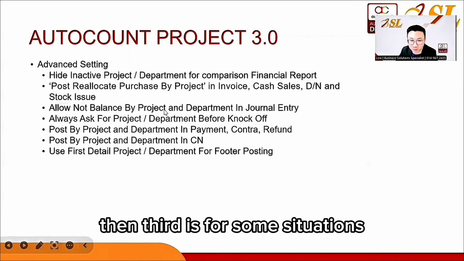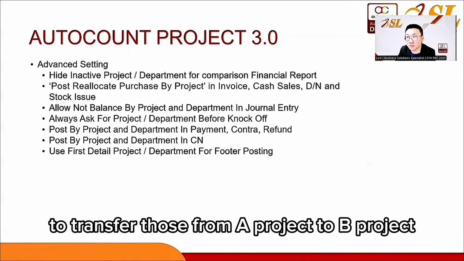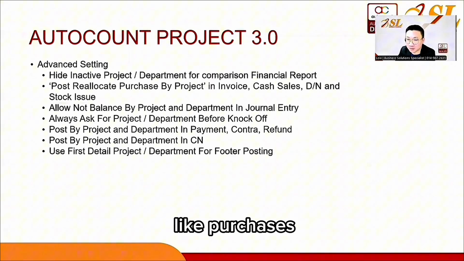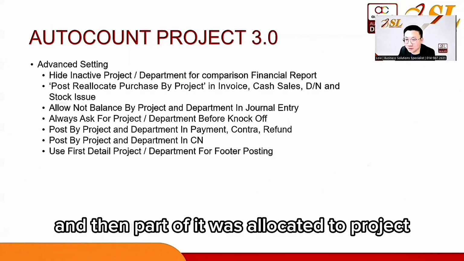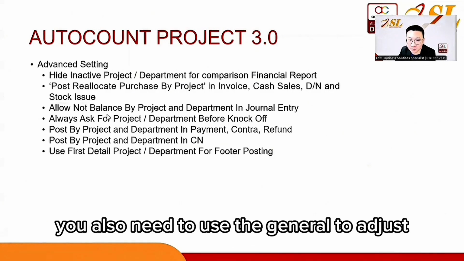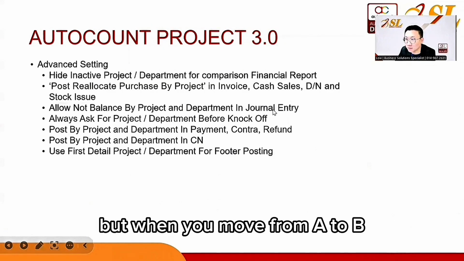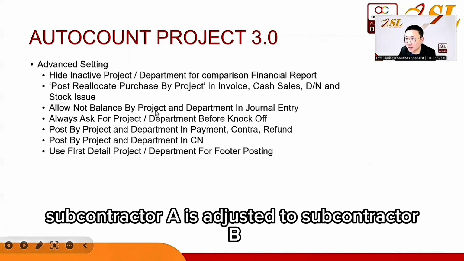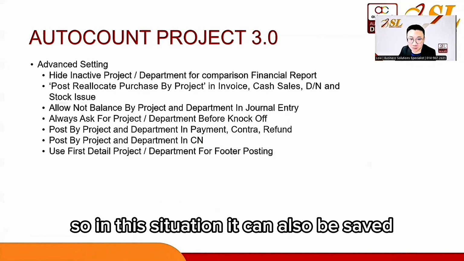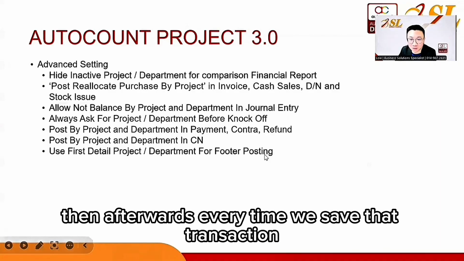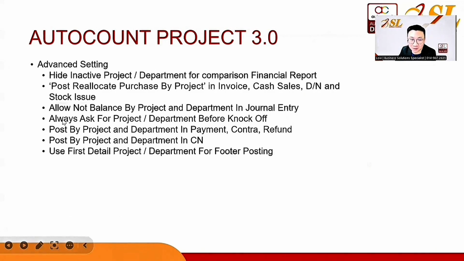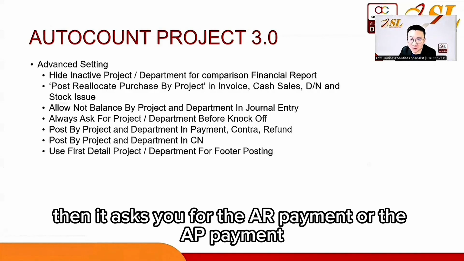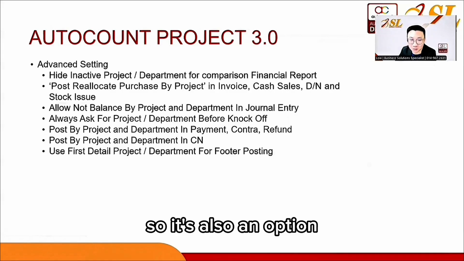Third, in some situations we might make a general adjustment to transfer those from project A to project B. Purchases or some subcontractors we originally assigned to subcontractor A, and then part of it was allocated to project B. So if you want to adjust it back to that project, you also need to use the general to adjust. But when you move from A to B, the project won't balance, right? Subcontractor A is adjusted to subcontractor B. So in this situation, it can also be saved. It's also a setting. Then afterwards, every time we save that transaction, it will ask you once, where do you want to knock off, which one? Then it asks you for the AR payment or the AP payment, which project do you want to knock off? So it's also an option.